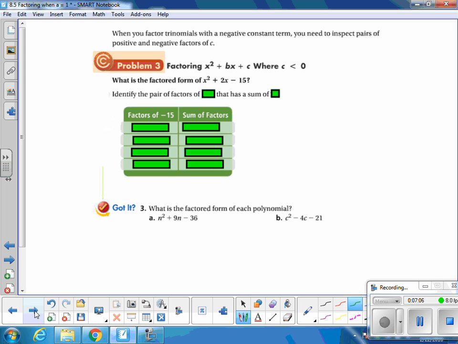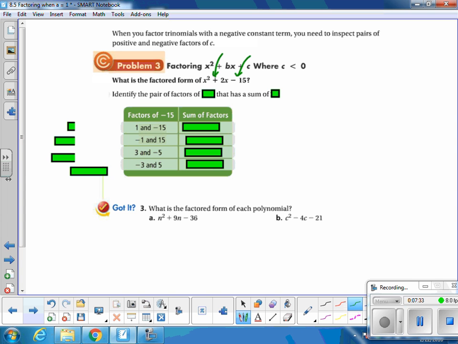When you factor trinomials with a negative constant term, you will need to inspect pairs of positive and negative factors. So we've tried it where this is negative. Now we're going to take a look at the constant term being negative. So we've got to look at the factors of negative 15, which is going to give us a negative 15 result. Again, one of them will be positive, one of them will be negative. So 1 times negative 15, negative 1 and 15, 3 and negative 5, and negative 3 and 5. We need to consider each of those. The products of all these get me to negative 15, which is what I want.